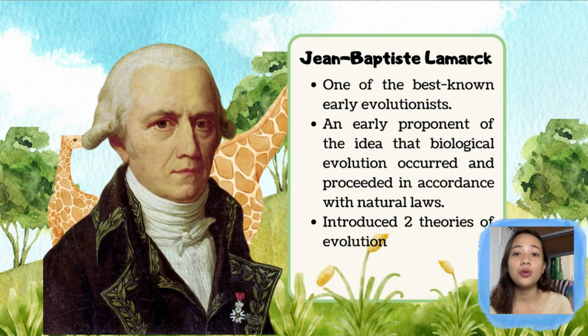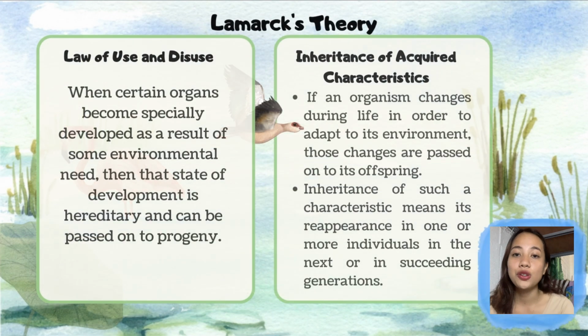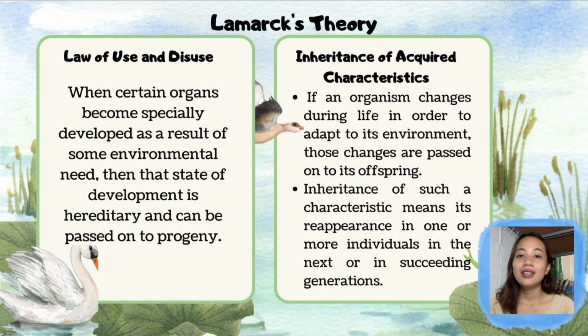So what are those two theories that he proposed? First is the law of use and disuse. This law states that when certain organs become specially developed as a result of some environmental need, then that state of development is hereditary and can be passed on to progeny. Later we will discuss that further.